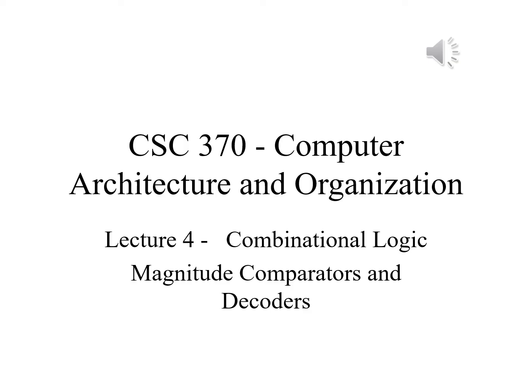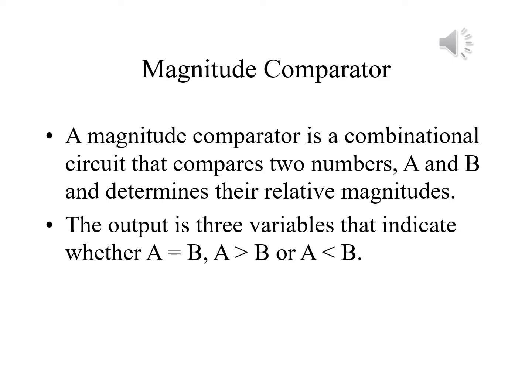In this portion of Lecture 4, we will discuss magnitude comparators and decoders. A magnitude comparator is a combinational circuit. Its job is to compare two values and to determine their relative magnitudes. It's a very important component because this allows us to determine which of two values is greater, and this makes a very big difference in our ability to have if-else constructs as well as conditional loops.